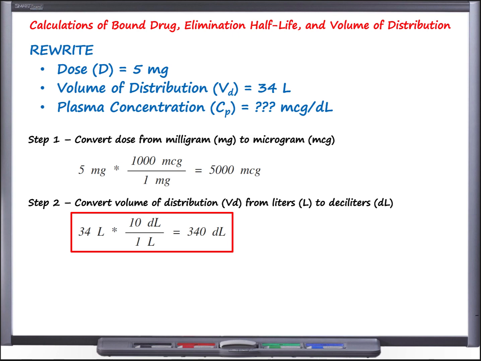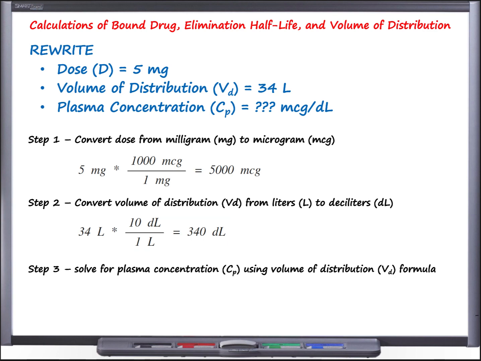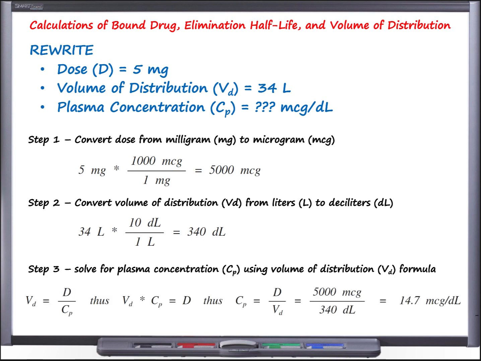340 deciliters. Now we can go to step 3, which is actually solving this question, which is to determine the plasma concentration using this information. To do that, just being very methodical step by step here, we have to start back with the original equation I gave you, which was that the volume of distribution was equal to the dose divided by the plasma concentration. But we want the plasma concentration, so doing one step at a time, let's multiply both sides by CP, or plasma concentration. So that would give us VD times plasma concentration on the left, equal to just dose on the right, since the plasma concentrations would cancel there.